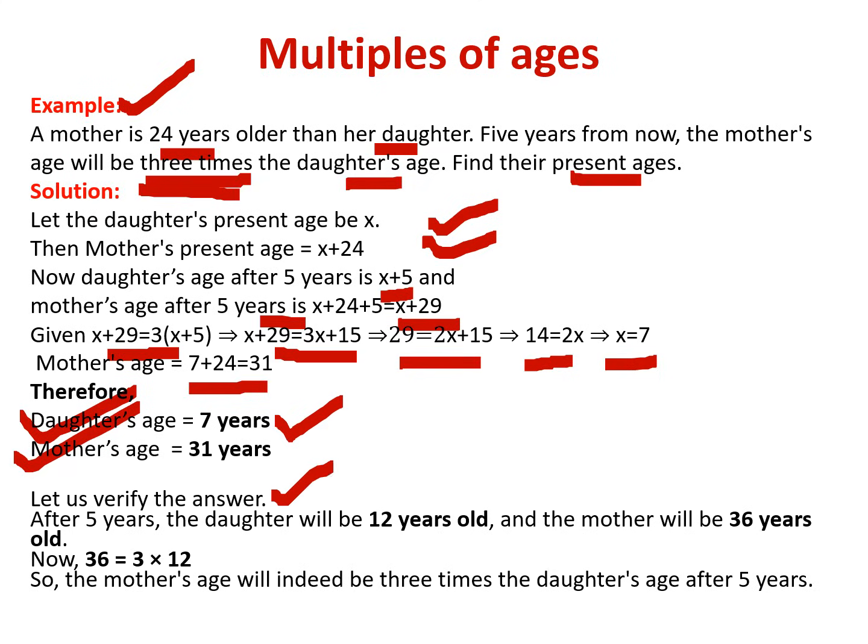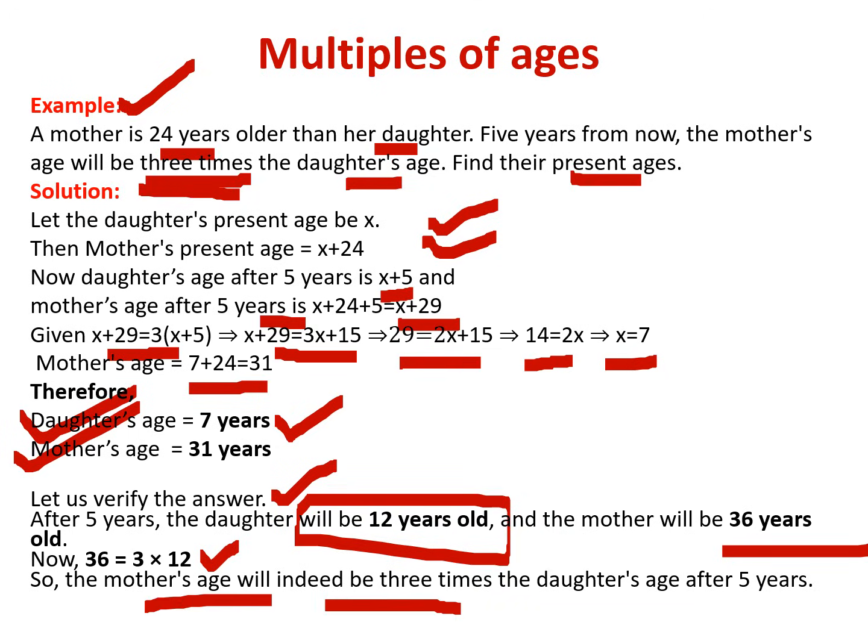Now, let us verify the answer. After 5 years, the daughter will be 12 years old and the mother will be 36 years old. Now, 36 is equal to 3 into 12. So, the mother's age will indeed be 3 times the daughter's age after 5 years.